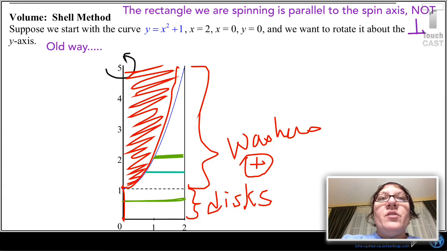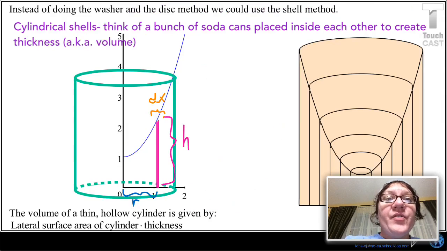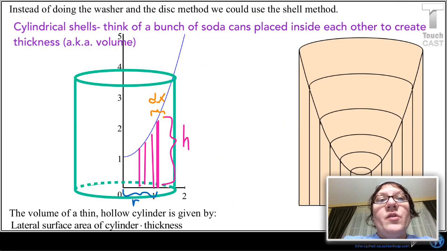But is there another way that might be a little more efficient instead of dividing it up? The answer is yes, there is. It's called the shell method. Imagine that I'm lining up a whole bunch of soda cans inside each other, and they get progressively shorter to make up this bounded region. These are all the heights of my soda cans, and I just keep lining them inside and inside. So those are the heights.